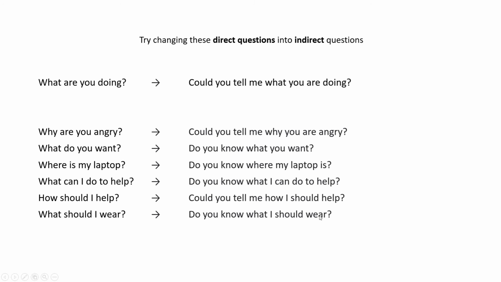I can clean the floor. I can cook dinner. I can tidy the house. I can is the structure. How should I help? Could you tell me how I should help? Okay, so can and should are modal verbs. I can, he can, doesn't change. I should, he should, doesn't change. It's a modal verb. And what should I wear? Do you know what I should wear? I should wear a jacket.